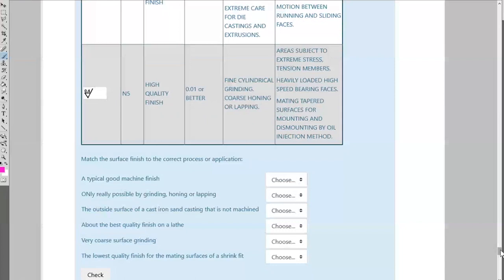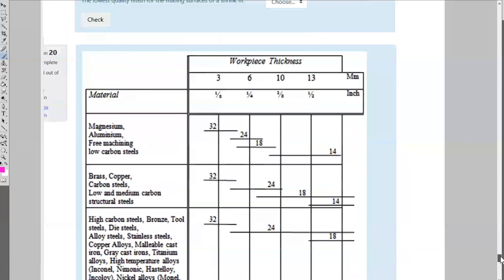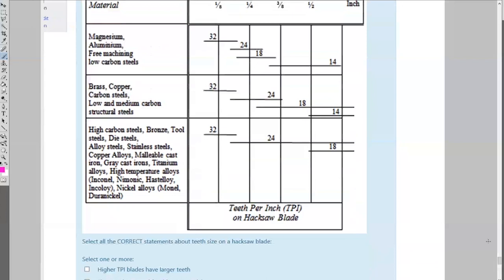Very last question now. This is workpiece thickness and hacksaw. The hacksaw accuracy is in TPI, teeth per inch. So a rough hacksaw has fewer teeth. So this might be 10 TPI, and a hacksaw with finer teeth might be 20 TPI. This is for harder materials, this is for softer. Also, if it's thinner, you have smaller teeth because it's hard, and you also have smaller teeth because it's thin. And you have big teeth because it's soft, and you have big teeth because it's thick. Two reasons.